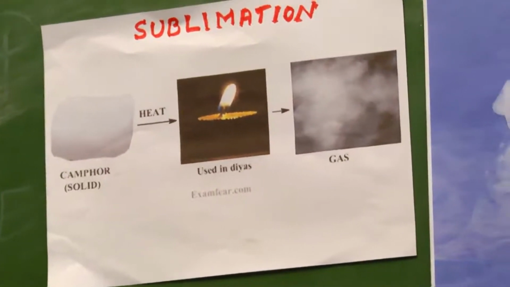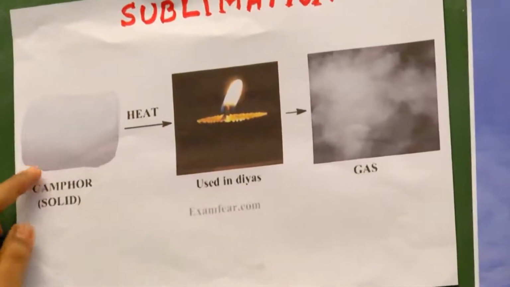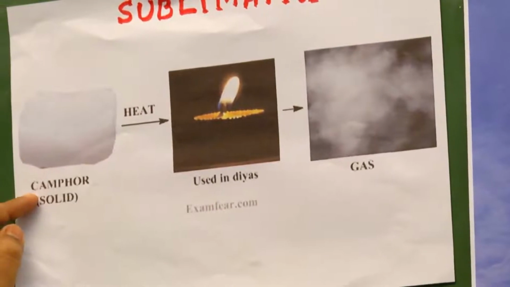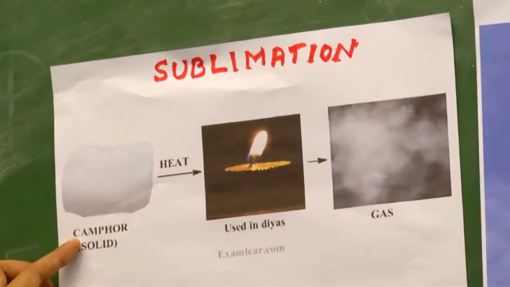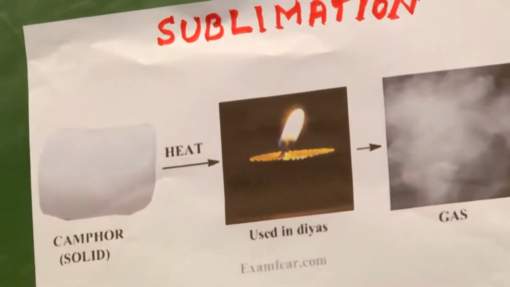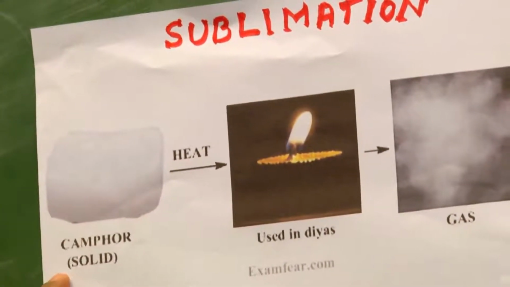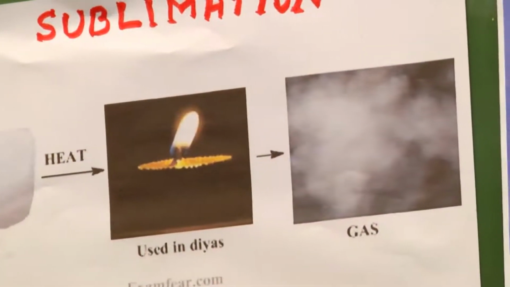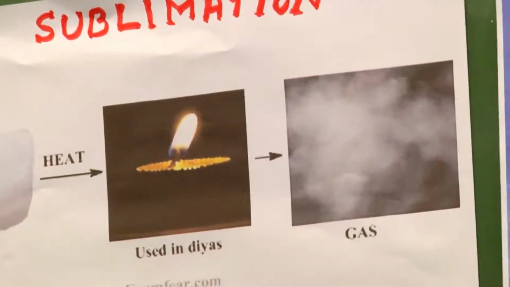When we consider sublimation, what you are going to see is camphor. We burn the camphor by taking the arti, in the case of the deity, after completing the puja. So we burn the camphor. When the camphor is burnt, it directly gets converted into gas without converting into liquid.